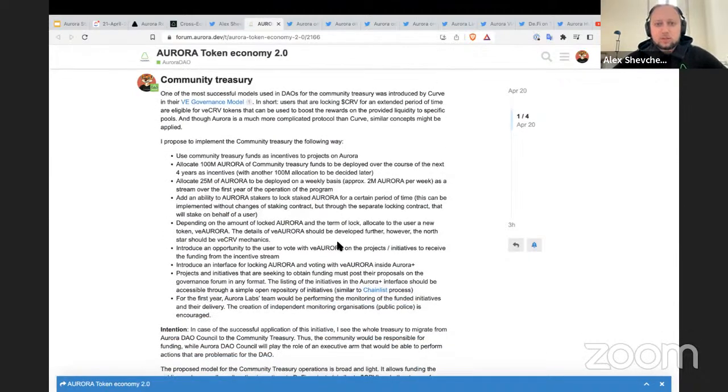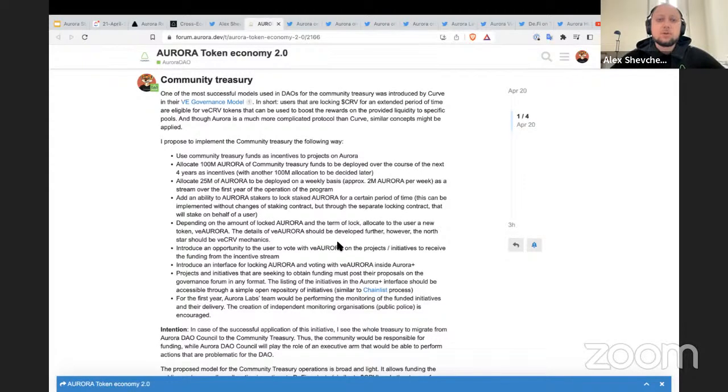Besides that, moves need to be taken to bring governance closer to the community, and the community often has been voicing the need of additional incentives and so on. And from the very beginning of Aurora token, it was the intention to give an opportunity to the vast community to decide on what to do. So I'm proposing to implement the community treasury through the VE governance model, in which the people who are staking and locking their Aurora tokens get the right to determine where to put incentives that are streamed within the ecosystem. So every single person within this model will be able to decide where to put incentives and to which projects, to which initiatives, or to which, for example, farming incentives.